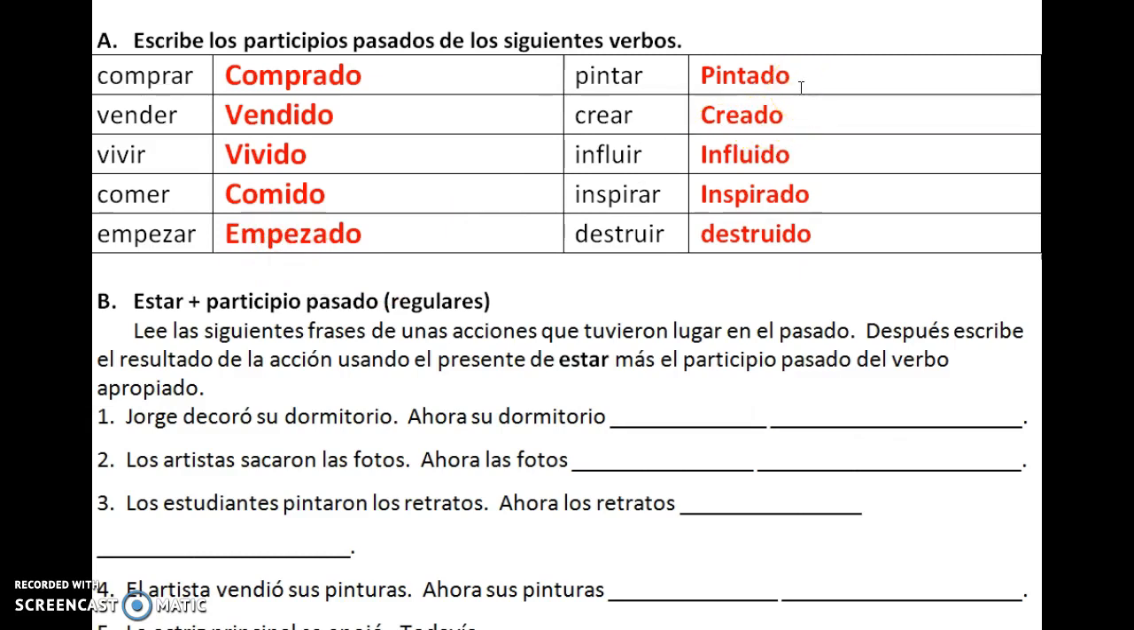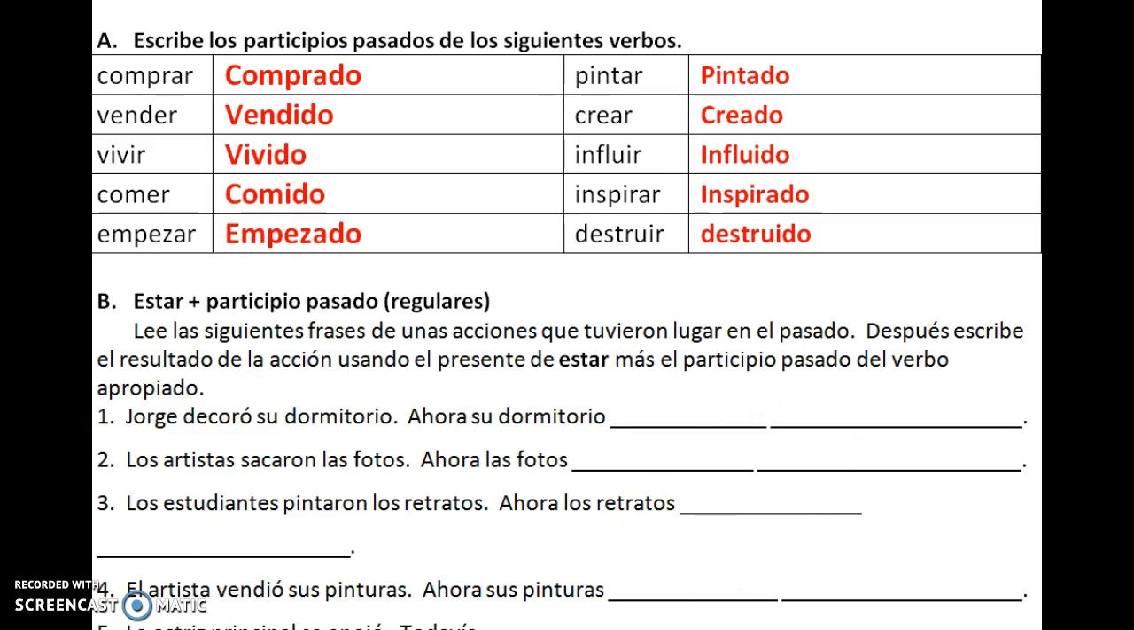Pintar becomes pintado. Crear becomes creado, created. Influir is influido. Inspirar, inspirado. And destruir becomes destruido. It's not a lot of irregulars. There's not a lot of spelling changes that happened here. And like we said, there's no stem changes. So this is a pretty straightforward way of changing a verb into an adjective.